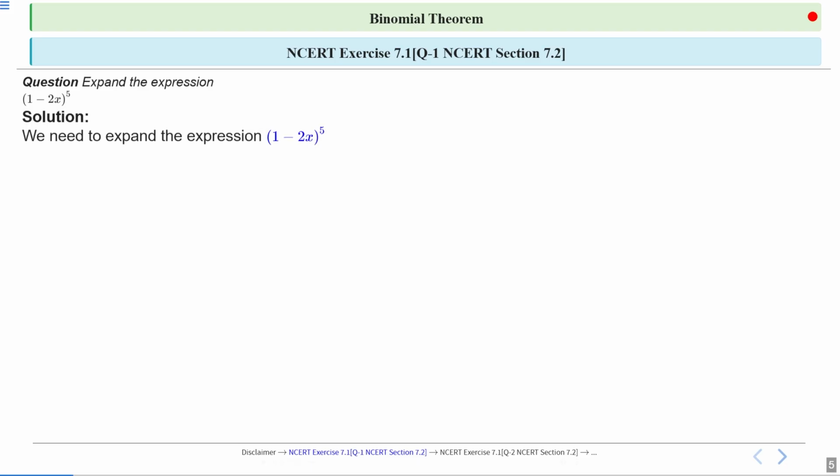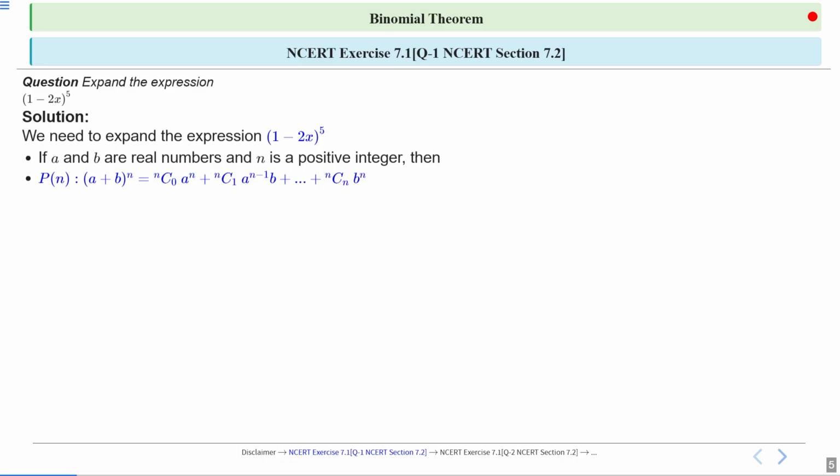So we need to expand (1 - 2x) to the power 5. Notice how this expression is in the form (a + b) to the power n, where a is 1, b is minus 2x, and n is 5. So if a and b are any real numbers and n is a positive integer, then (a + b) to the power n is equal to nC0 a to the power n plus nC1 a to the power n minus 1 times b plus ... nCn b to the power n.